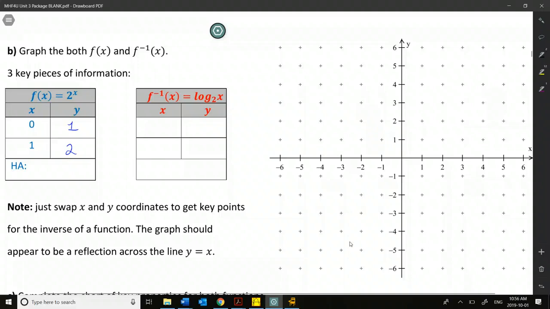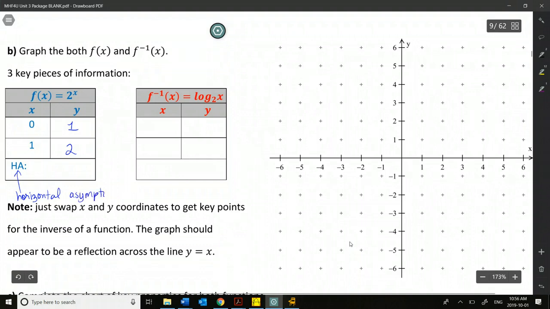And yeah, Alexandra? What does HA mean? Horizontal asymptote. Does anyone know where the resting horizontal asymptote lies for a regular exponential function that has no transformations? So for a regular exponential function with no transformations, where does the horizontal asymptote lie? Liam? X-axis, yep, or the line y equals 0. If we have transformations like shifts up and down, it will move with that.